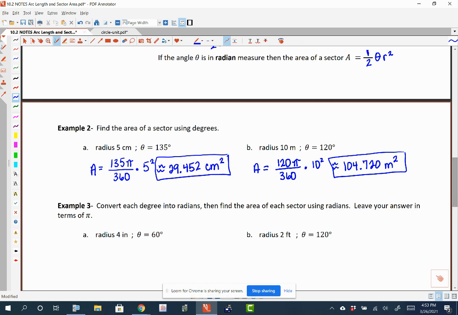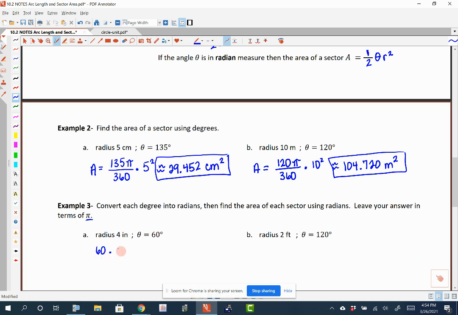Example 3, and let's convert, it says, each degree into radians. And then we're going to find the area of each sector using those radians. But notice it says to leave our answer in terms of pi. So we don't want a decimal approximation on this one. So the first thing I do is have to do some conversions, which if you've got your unit circle and you've already converted it, then you're welcome to look there.